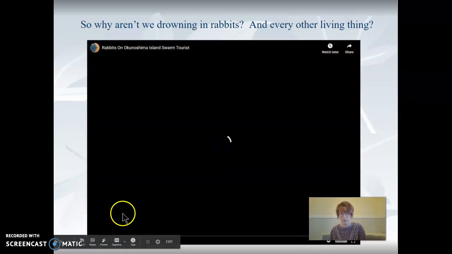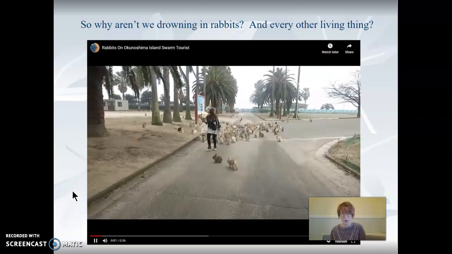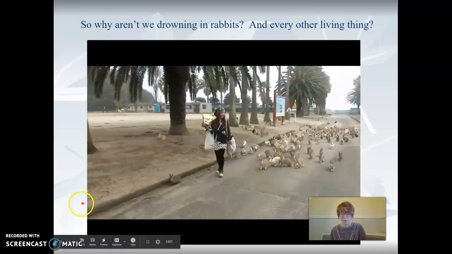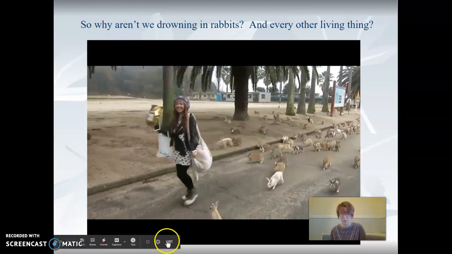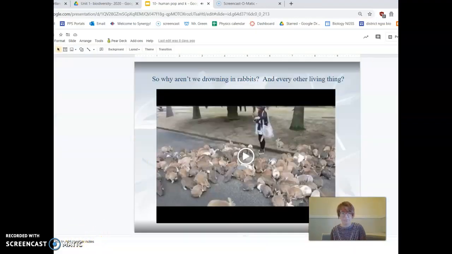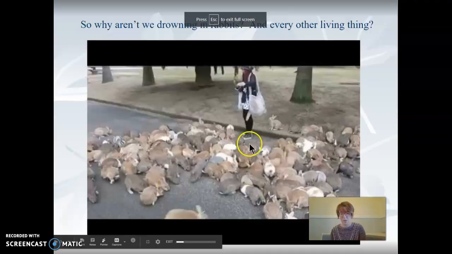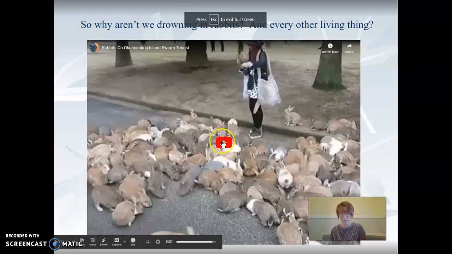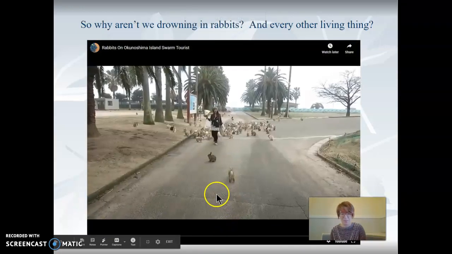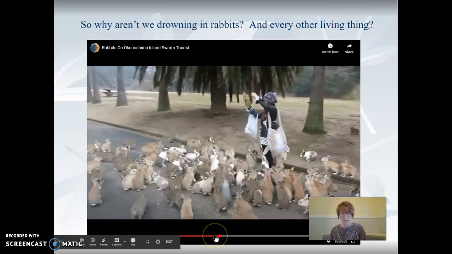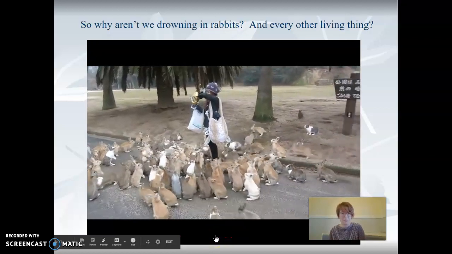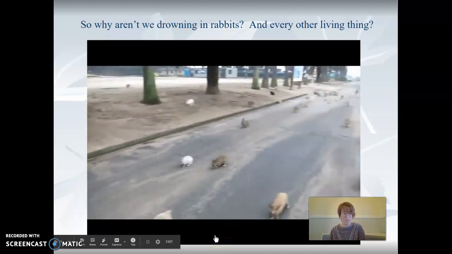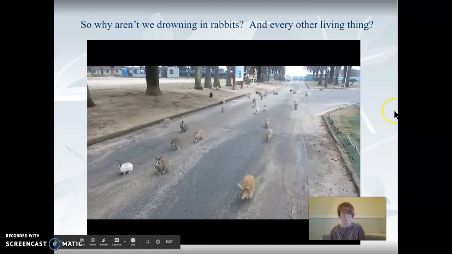So my question for you is, why are we not all drowning in rabbits? Why does every place not look like this? And every other living thing for that matter.